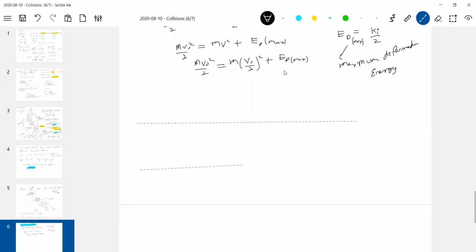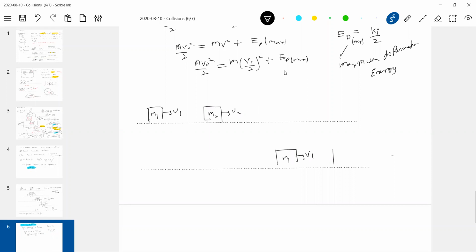So these objects are there. M1 is moving with the initial velocity U1, and M2 with U2. This is before collision. They'll collide, and finally they'll be moving with velocities V1 and V2. And here I should put a condition U1 greater than U2, then only the first body will go and collide. So this is before collision, and this is after collision.